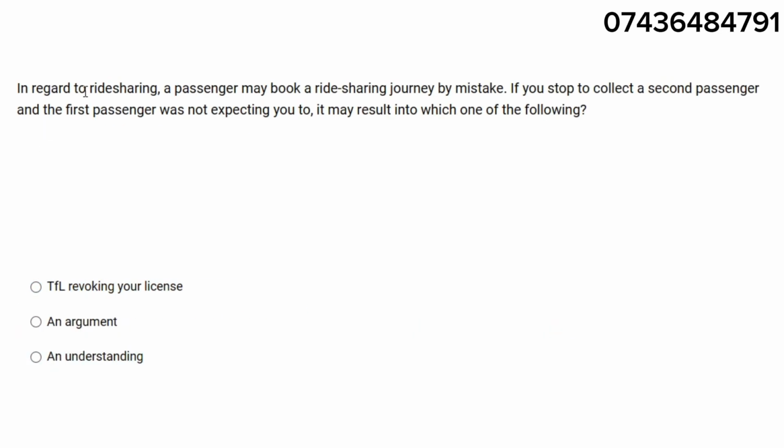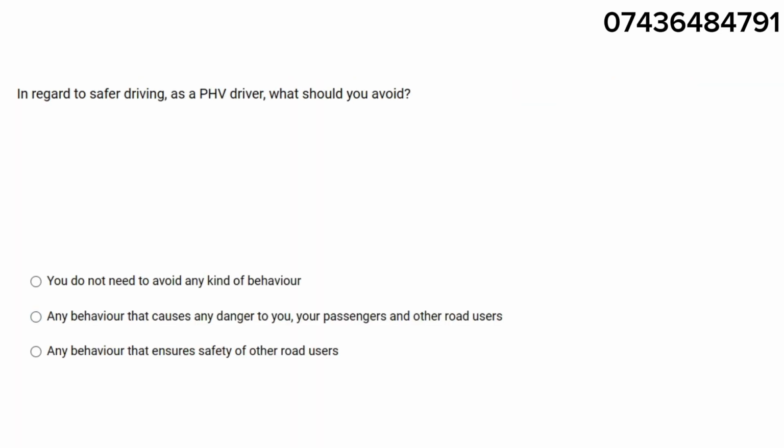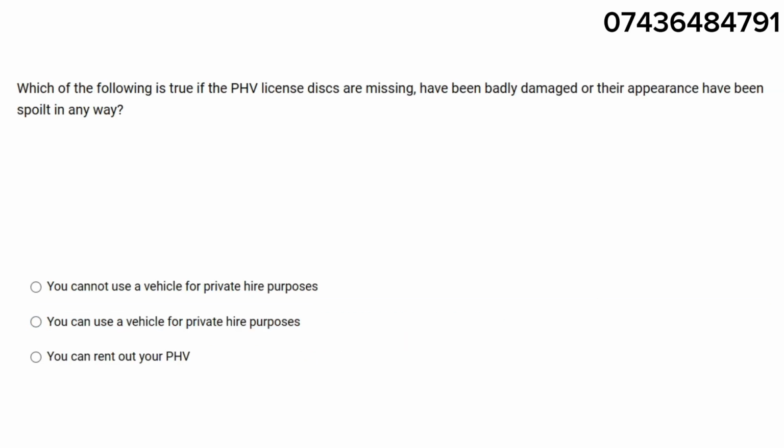In regard to ride sharing, a passenger may book a ride sharing journey by mistake. If you stop to collect a second passenger and the first passenger was not expecting you to, it may result in which one of the following? It can result in an argument between you and the customer or passenger. The next question is, in regard to safer driving, as a PHV driver, what should you avoid? The answer is, any behavior that causes any danger to you, your passengers, and other road users. It is a very necessary question for your practical life as well.